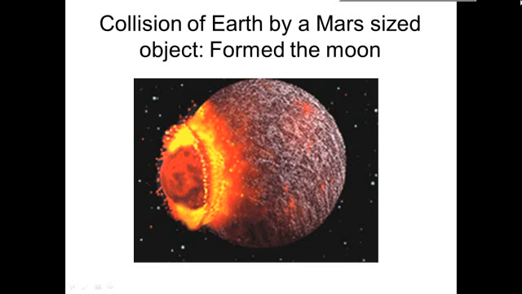When the Earth was still very young, a very large Mars-sized object collided with the Earth. And when it did, it threw up a ton of debris from the Earth's surface, and that material then formed the moon. So that's kind of how the moon formed, and that's how the Earth formed.